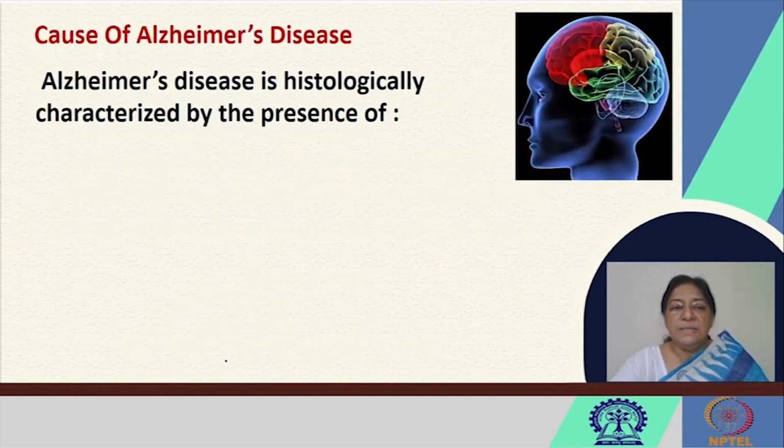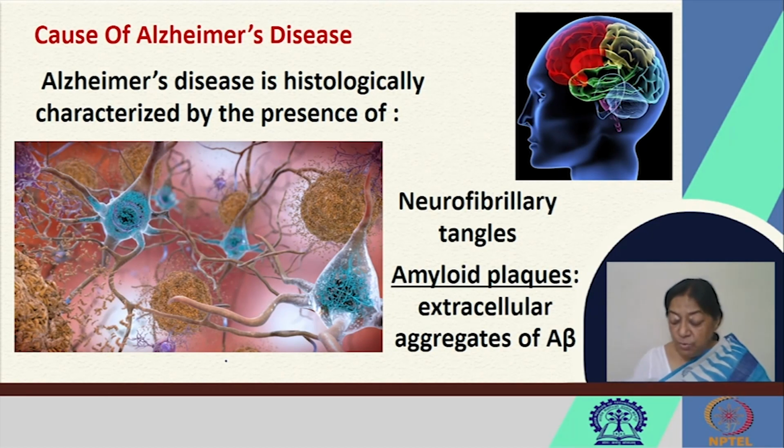So Alzheimer's disease is histologically characterized by the presence of these neurofibrillary tangles formed by the tau proteins and the amyloid plaques formed by the extracellular aggregates of the A beta peptide. So an understanding of the IDPs is important.